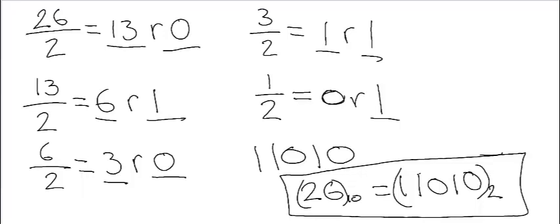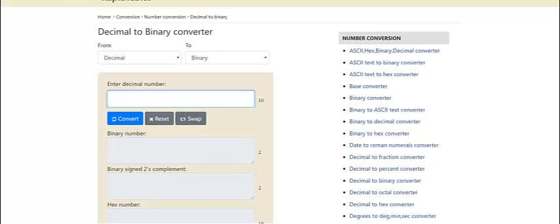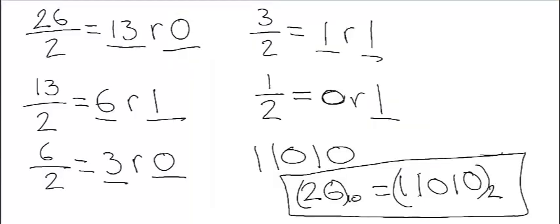But let's use an online converter now to see if we're actually right. Our number was 26, and we have 11010. And we're right. It's 11010. So this is how you convert from decimal to binary and from binary to decimal.